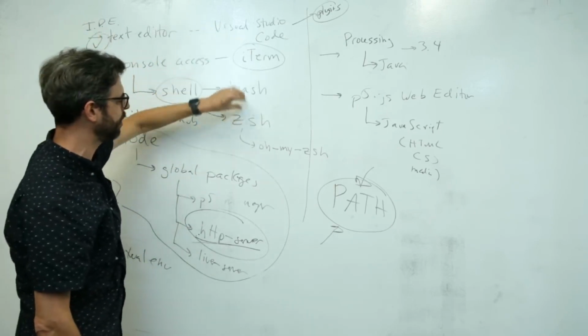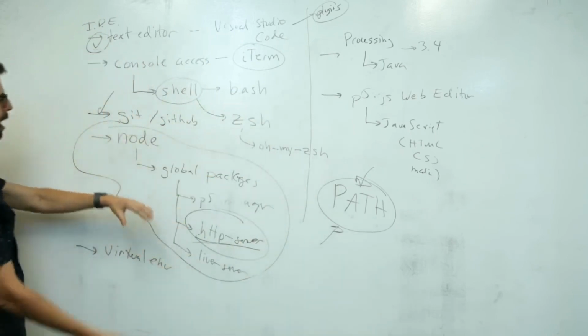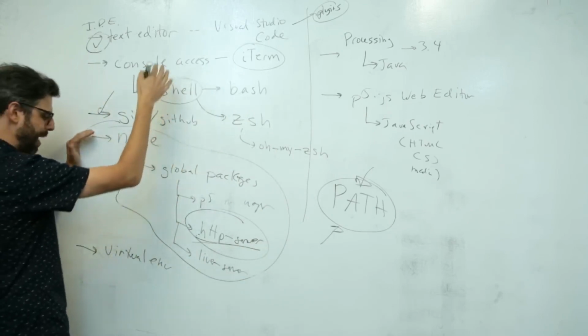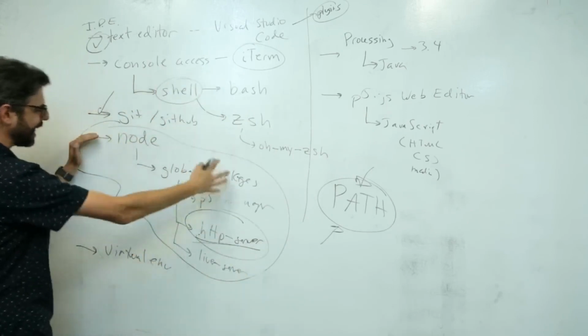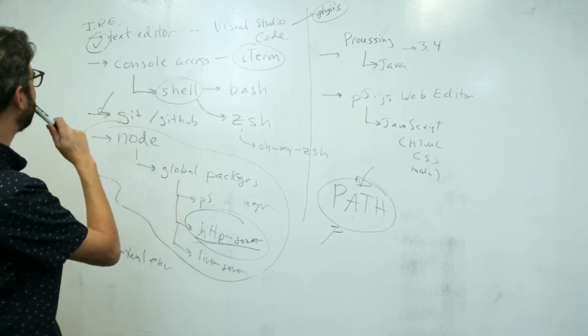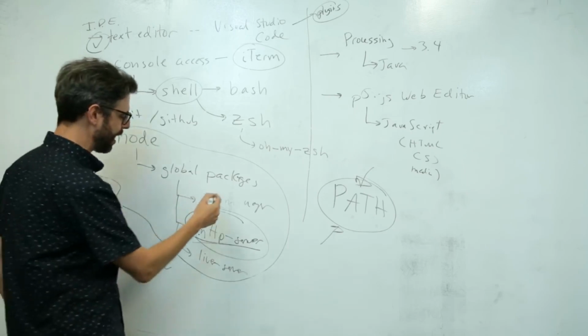I'm using iTerm with ZSH, configured with Oh My Zsh. I do all my git commands there. I do all my node commands there. I use these node global packages. And there's one other thing I thought of. So the one other thing that I thought of is actually this p5 manager.